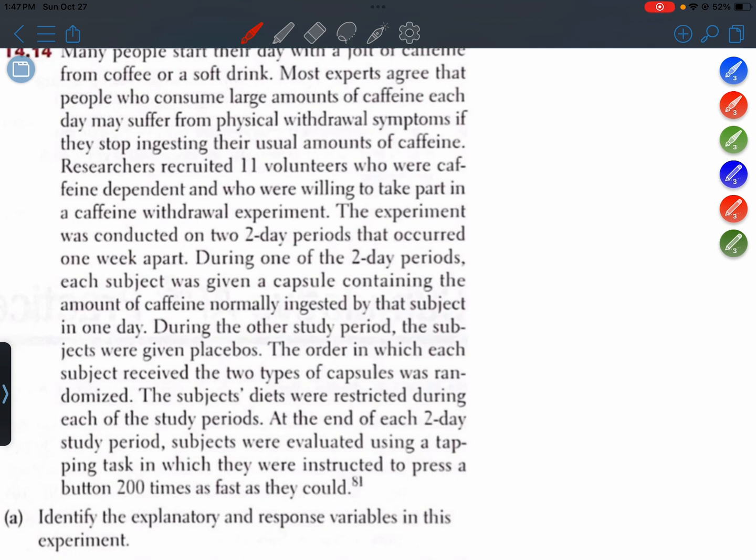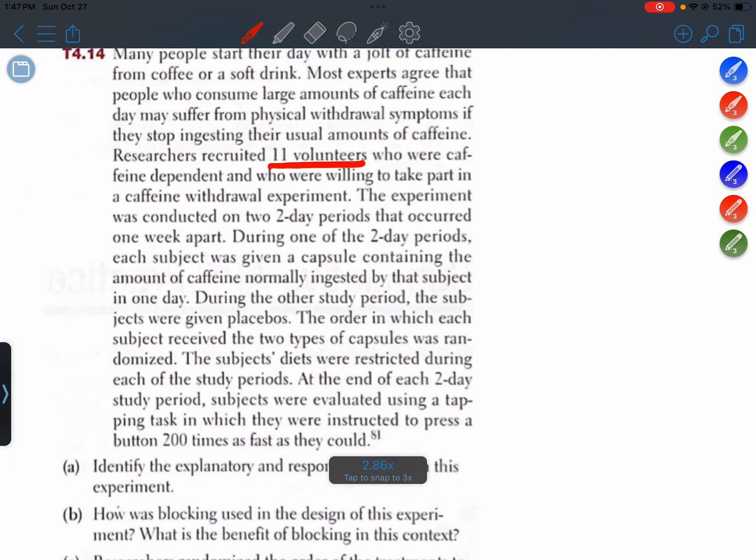Researchers recruited 11 volunteers who were caffeine dependent and who were willing to take part in a caffeine withdrawal experiment. The experiment was conducted on two-day periods that occurred a week apart. During one of the periods, each subject was given a capsule containing the amount of caffeine normally ingested by that subject in one day. During the other study period, the subjects were given placebos.